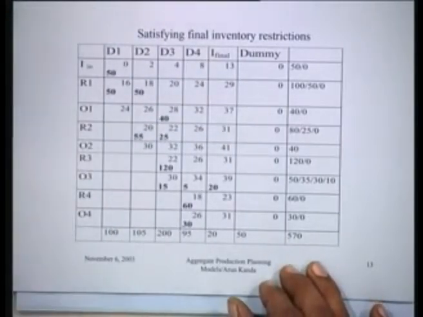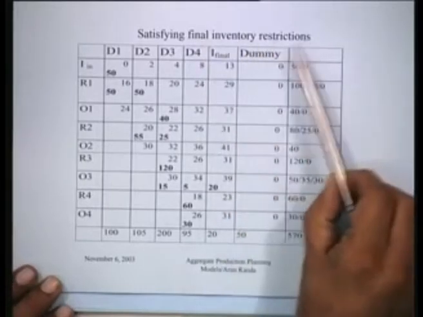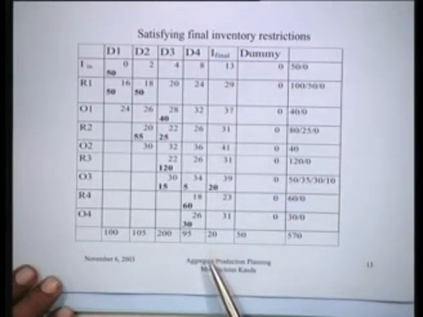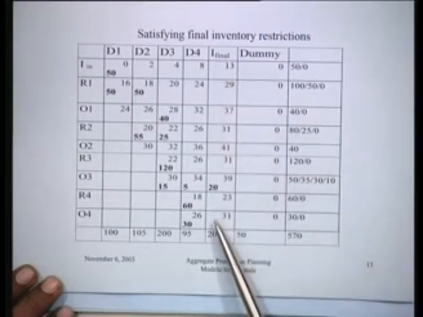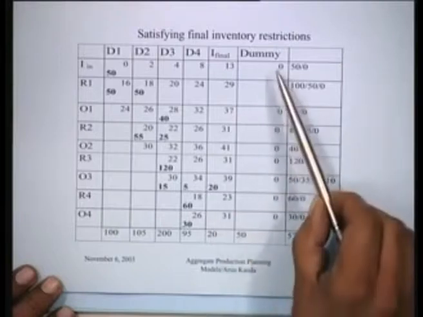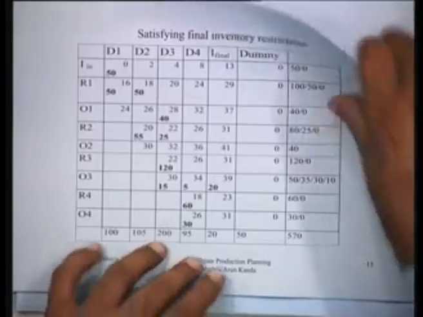Now, the only item that remains to be allocated is the final inventory restriction, I final. So here only 20 units are to be allocated, which go into this particular cell, and you have this particular solution. The next thing is the allocations to the dummy.